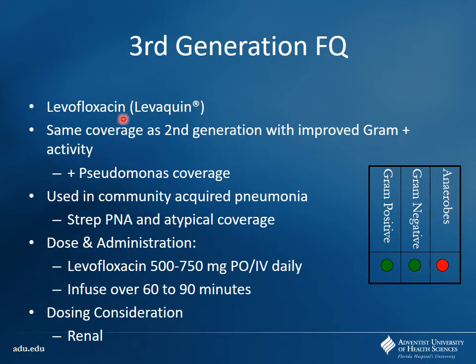Now, Levaquin is considered a third-generation fluoroquinolone. You'll notice this is the left-handed form of ofloxacin, so levofloxacin is just the left-handed version of that, one of the enantiomers. It has improved gram-positive coverage over the second generation, so over Cipro, and better pseudomonal coverage. This is why we use it very frequently for community-acquired pneumonia, a lot of strep pneumo and atypical coverage. You'll get a lot of coverage for that, so this is really good for those respiratory tract infections.